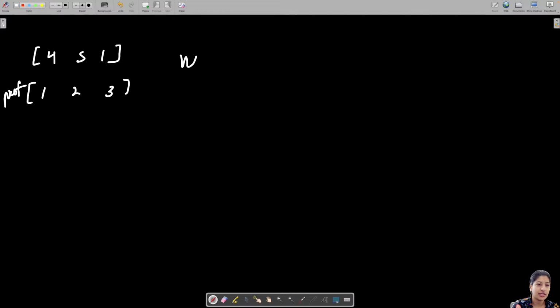Let's say I have this test case, where you are given a weight array, which is 4, 5, 1, and another one is your values, or you can say your profit array, which tells you that each weight is associated with this much amount of profit. So here they have told us it's 1, 2 and 3, and the total weight that you need to fill up is 4.